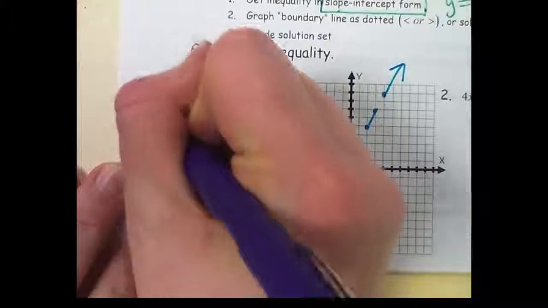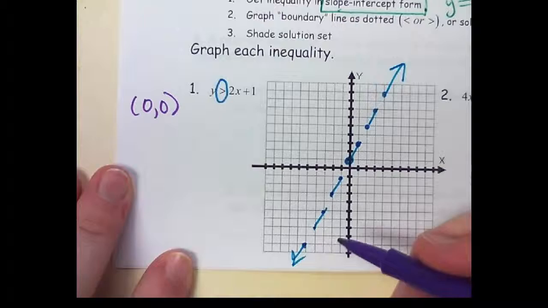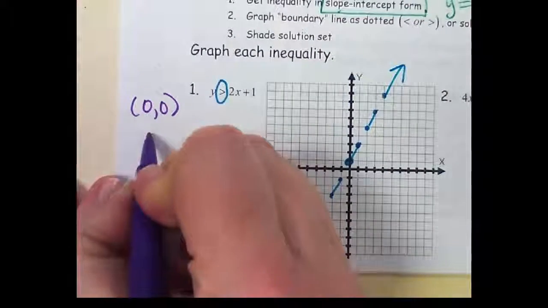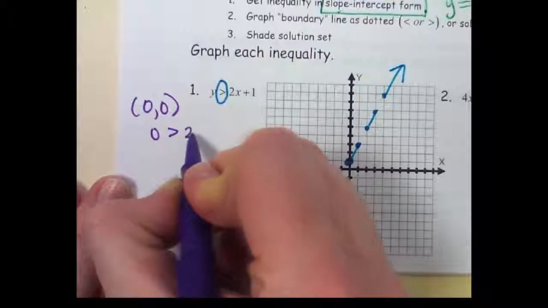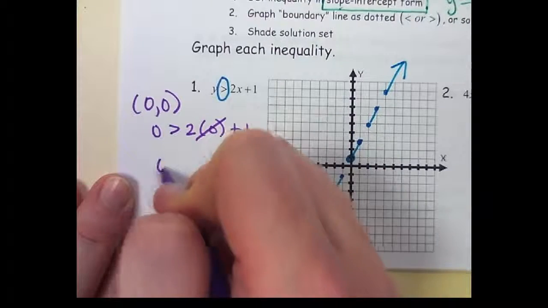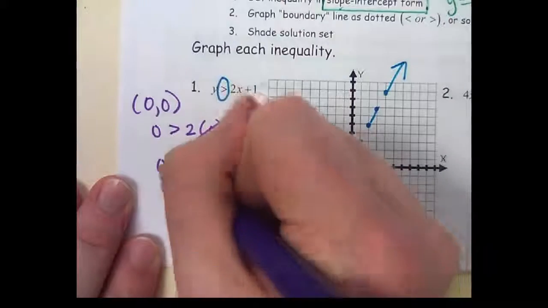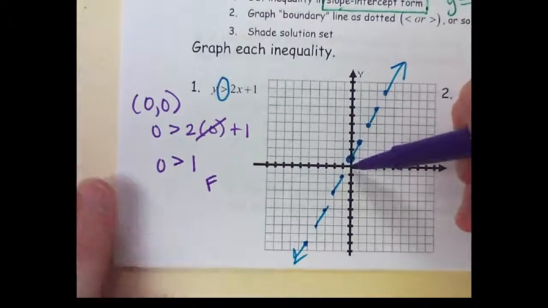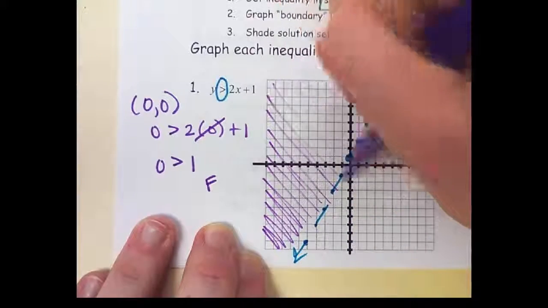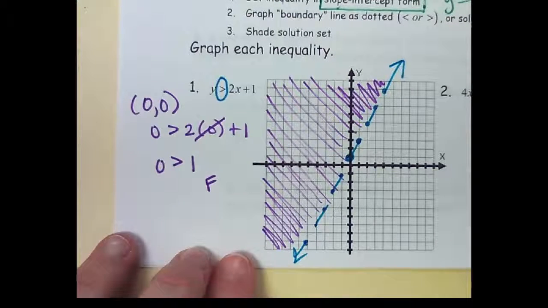And that is to pick a point. You can pick any point that's not on the line. I usually pick 0, 0. Okay, so 0, 0 is not on my line, and then I just plug it in. 0 is greater than 2 times 0 plus 1. Is 0 greater than 1? True or false? False. So here's 0, 0. Because it's false, I'm going to go to the other side, and that's where I shade. So this whole thing is my solution. Any point in there would work.